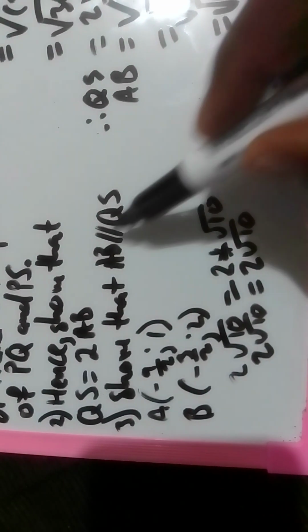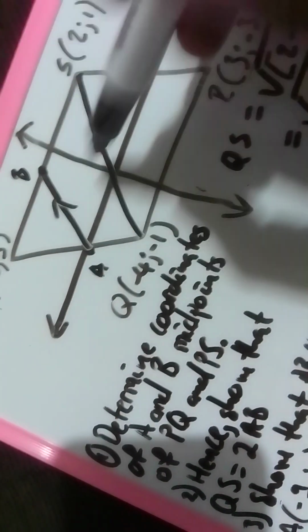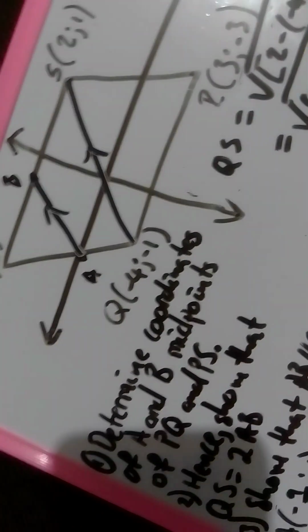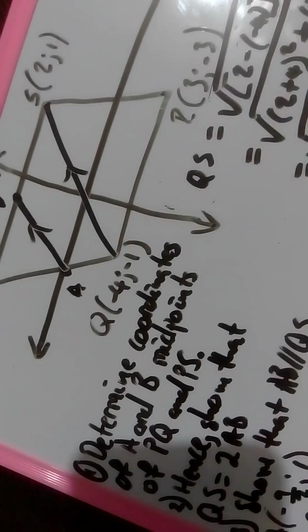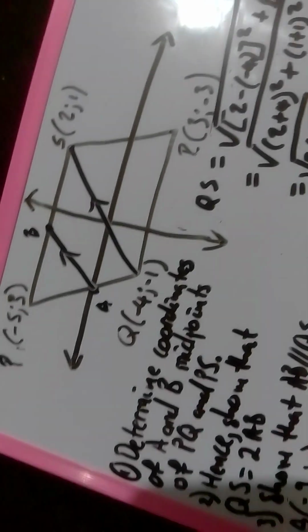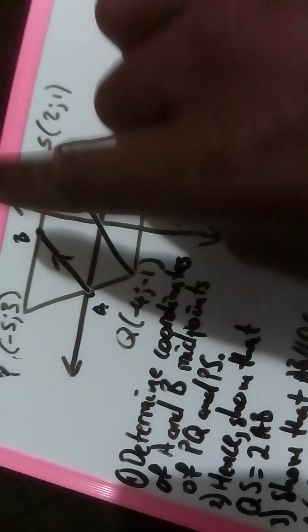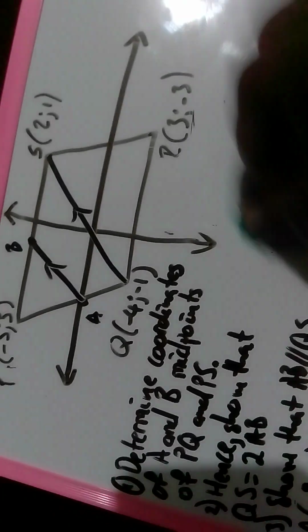Now we go to the next question. What is the next question? It says show that line AB is parallel to line QS. So they're saying that I must show that this line AB is parallel to line QS. Now, here I'm dealing with analytical geometry. And what do we know about parallel lines? We know that parallel lines have equal gradients. So I should just calculate the gradient of line AB and the gradient of line QS. If those gradients are identical, it means therefore that line AB is parallel to line QS.